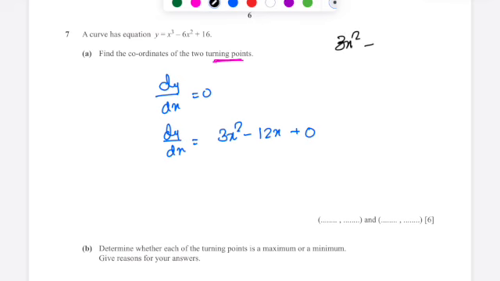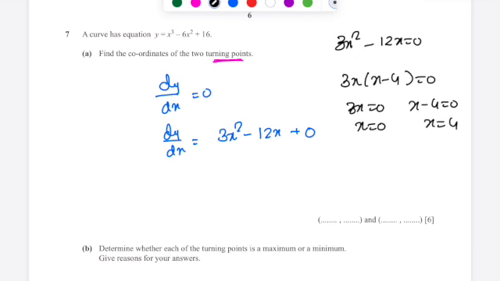3x square minus 12x equals 0. 3x common, x minus 4 equals 0. So 3x equals 0, x minus 4 equals 0. x equals 0, x equals 4. 0 and 4.